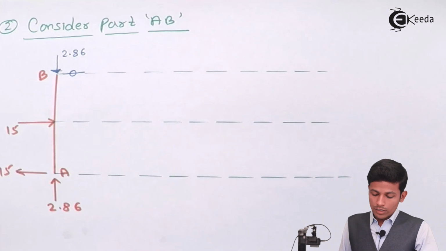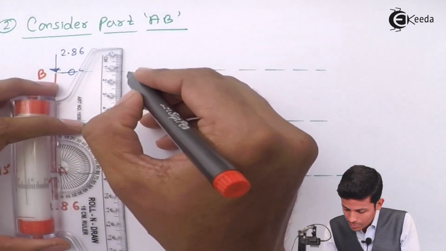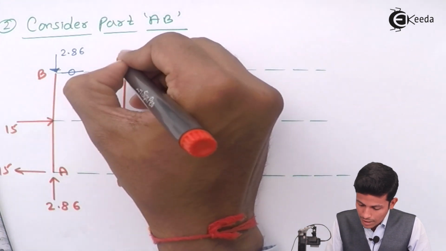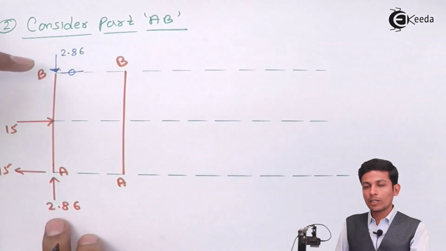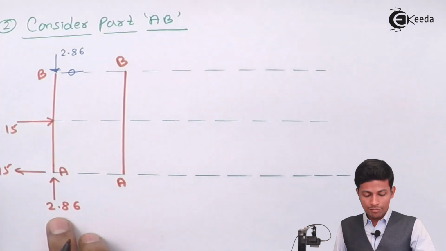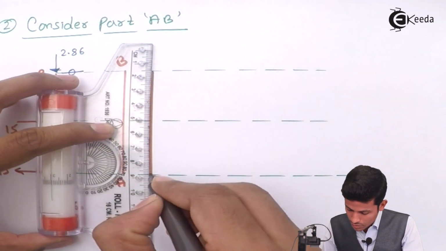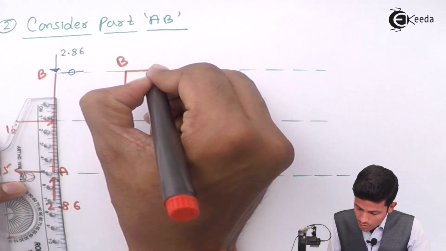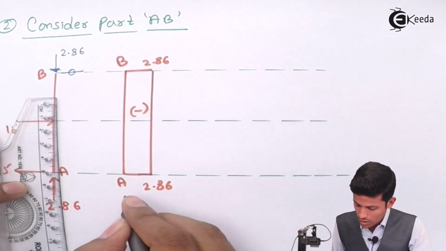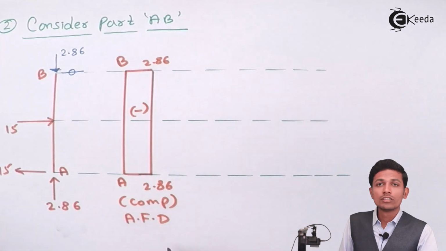Okay, now how will you draw? See, first you have to draw the AFD part. How does the AFD come? See, this is your A part, this is your B part. See, A and B are compressing the member. Compressing means minus, and minus we draw inside the frame. Minus will be drawn inside the frame. So what is inside the frame? It will come like this. 2.86, minus sign, compression.